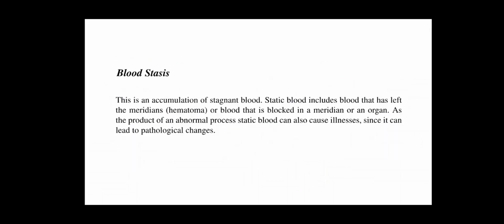Blood stasis. This is an accumulation of stagnant blood. Static blood includes blood that has left the meridians, or blood that is blocked in a meridian or an organ. As a product of an abnormal process, static blood can also cause illnesses, since it can lead to pathological changes.